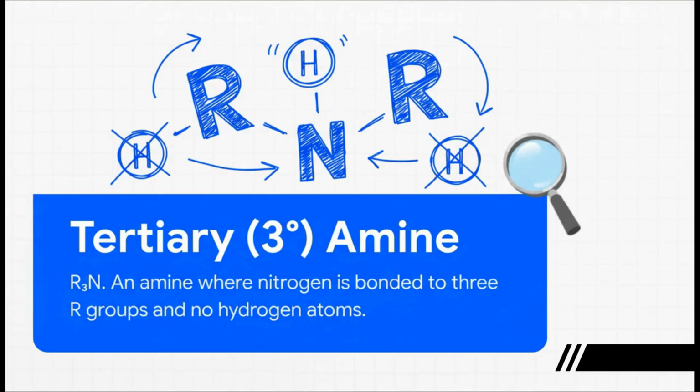And you guessed it, finally we have the tertiary or 3-degree amine. Now all three hydrogens are gone, replaced by three R groups. There are 0 hydrogens bonded directly to that nitrogen atom. And this simple structural difference, well, that's the whole secret to telling them apart.